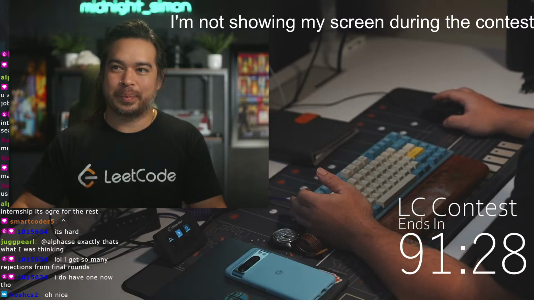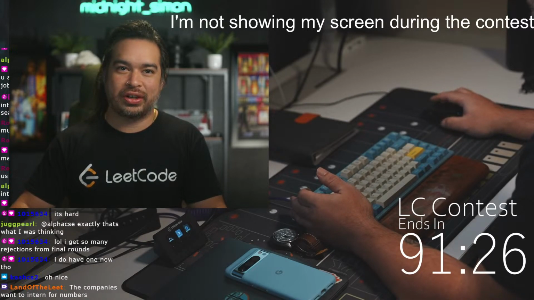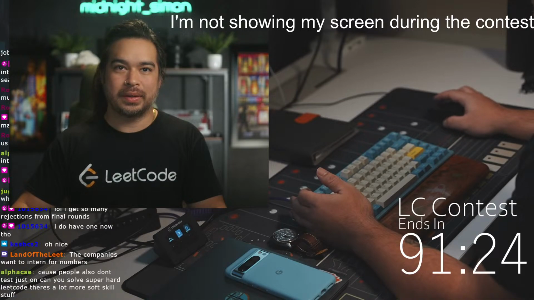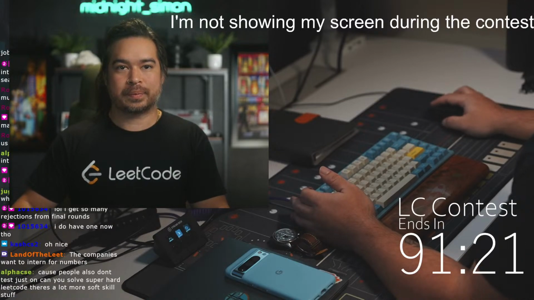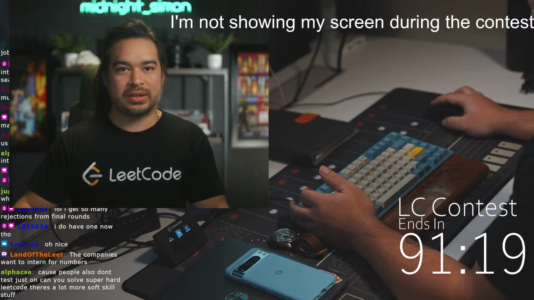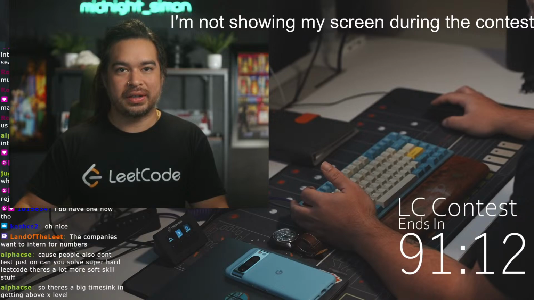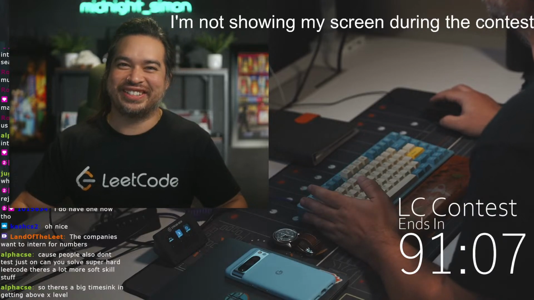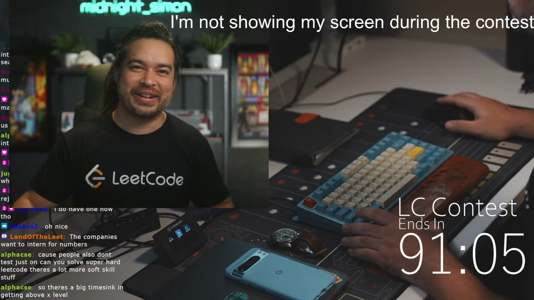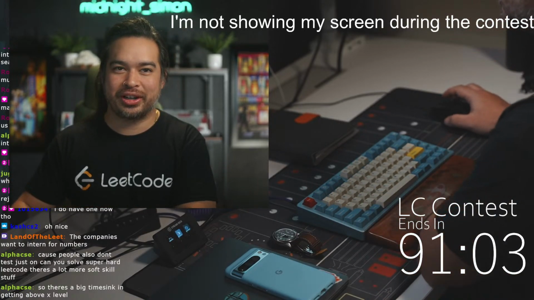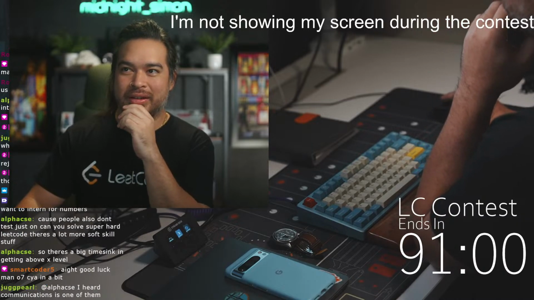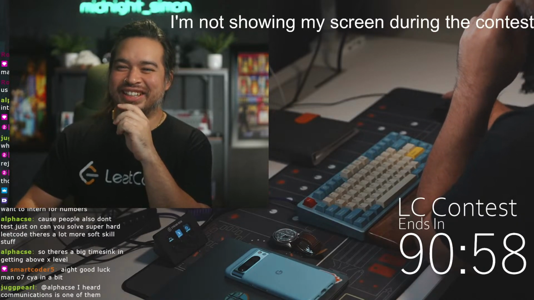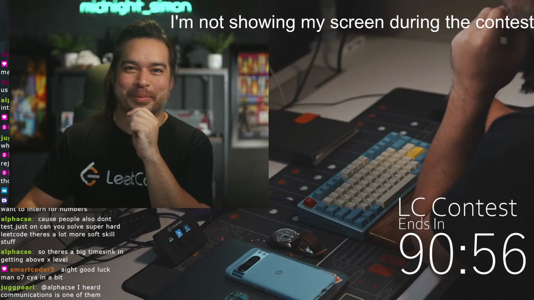Oh. All right, 1 minute 30 seconds to go. Because people also don't test just on whether you can solve super hard LeetCode. There's a lot more soft skills stuff. Yeah, but I think the LeetCode is the hard part, man. You can learn the soft skills. Just go hang out in a bar for a couple of years. You'll be all right. Maybe. I think you get better at the bar for sure.